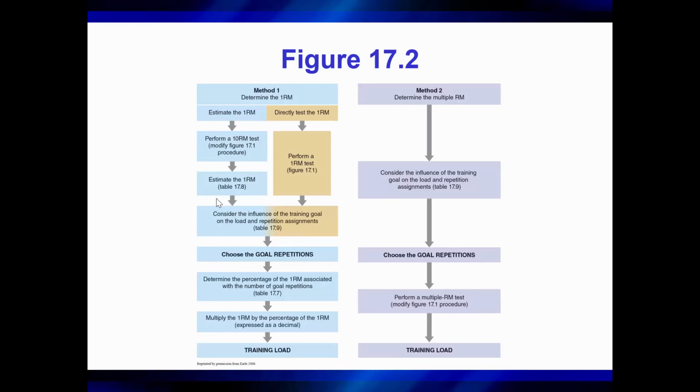The other method that's quite a bit easier is you figure out what you're trying to train. You choose the goal repetitions to match that based off of table 17.9, and then you go about training through that.